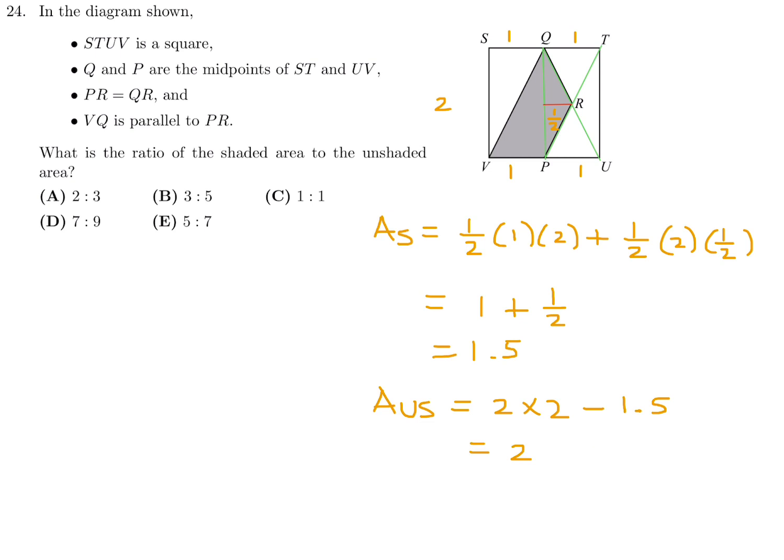And now finally, we will do the ratio, which is the area of the shaded region over the area of the unshaded region, which would be 1.5 over 2.5, and multiply top and bottom by 2, and you get 3 over 5. And that is choice B for number 24.